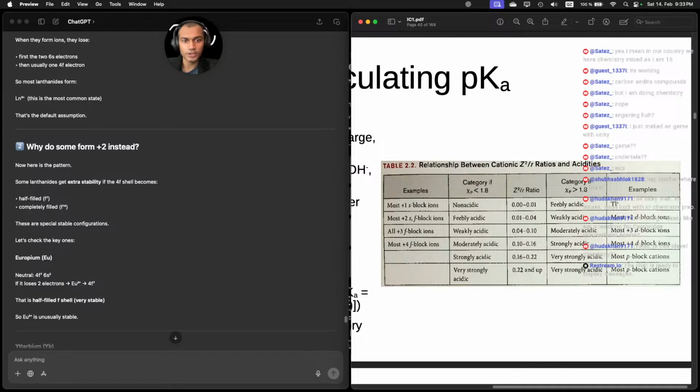Yeah, I mean, in our country, we have chemistry, and I'm 15. Oh, okay. You know, when someone comes to my stream asking about something like chemistry, I assume they're in college. That's why I assumed that you were in college. But okay, so it's general chemistry, carbon and its compounds. It's interesting though.